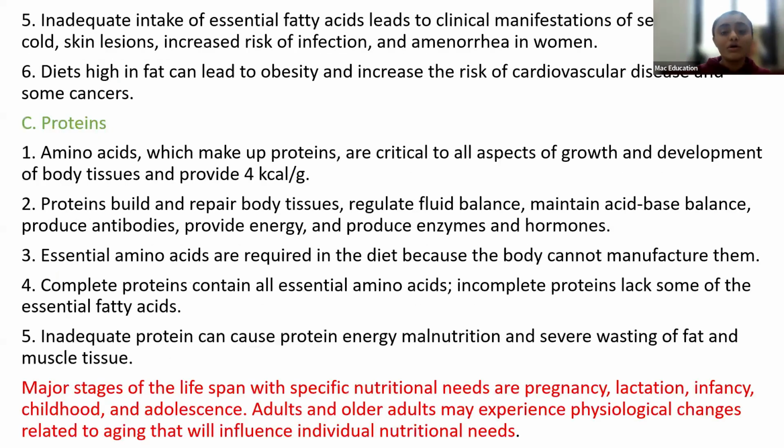proteins. Proteins are divided into two classifications: complete protein and incomplete protein. Complete protein contains all the essential amino acids in a single food, and incomplete protein means a single food does not contain all the amino acids. We have to combine foods to get all the essential amino acids. The important point that you have to remember is, what was that?